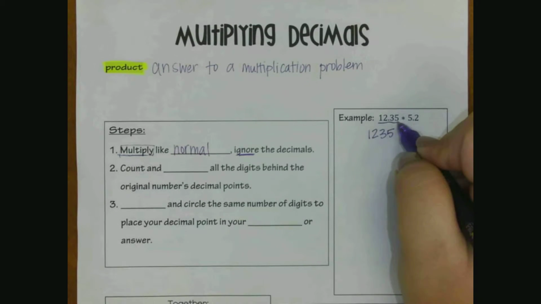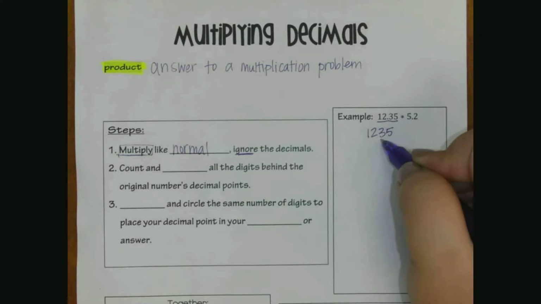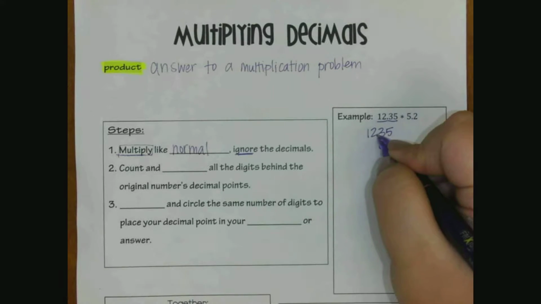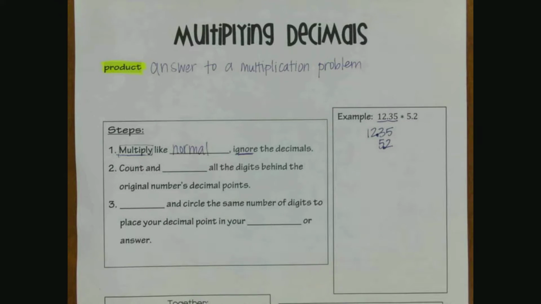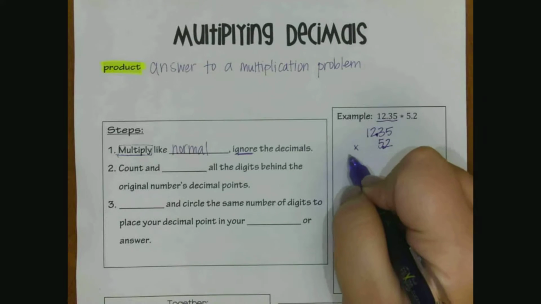I'm just writing the 12 and 35 hundredths as 1, 2, 3, 5, just the numbers. And this 5 and 2 tenths, I just do how many digits I have, okay? I am going to go ahead and add the decimals because we will need to do something with them later. But for now, I'm just going to ignore them and multiply like normal.